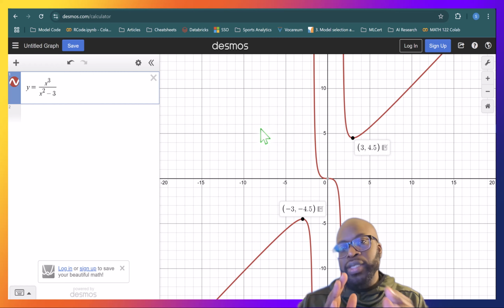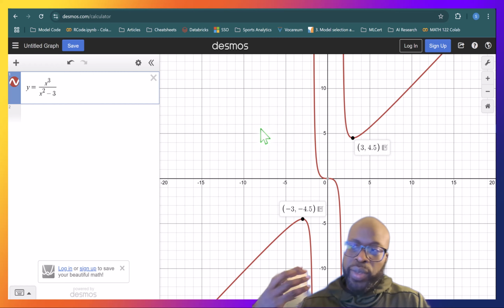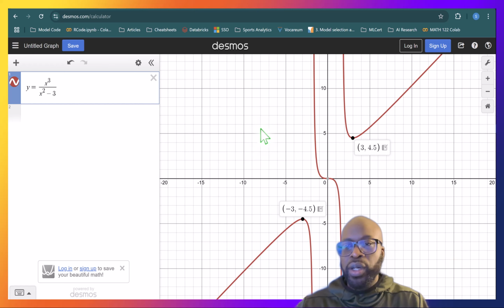Alrighty, so I know that's a lot, but by doing things by hand, supplementing it with code, you get a really good idea of what is going on with the curve, analytically, from a graphing perspective, and even from a coding perspective. I hope you enjoyed this process.